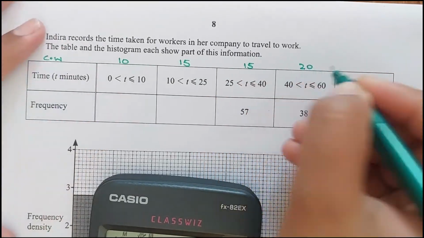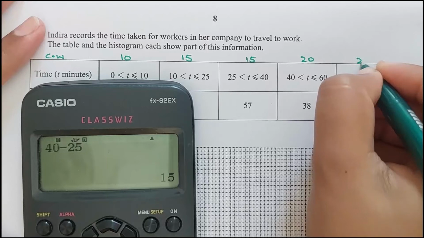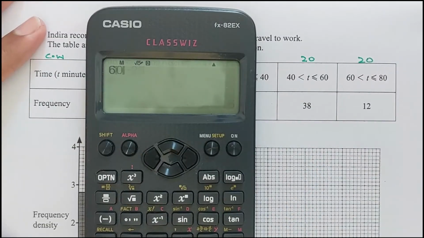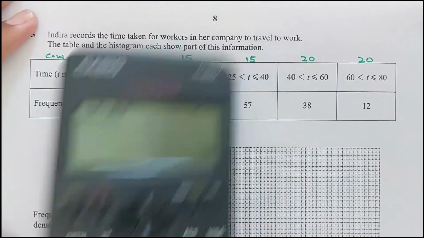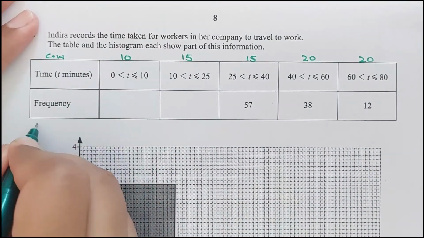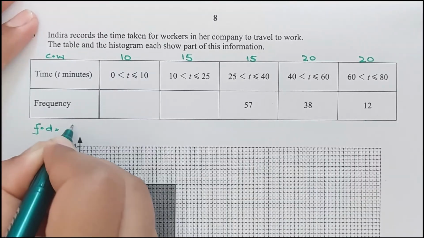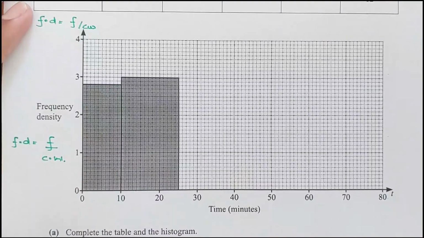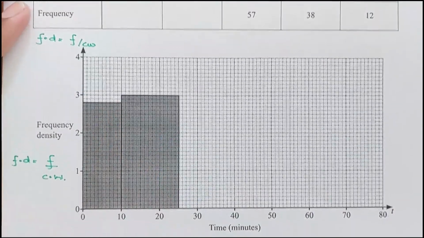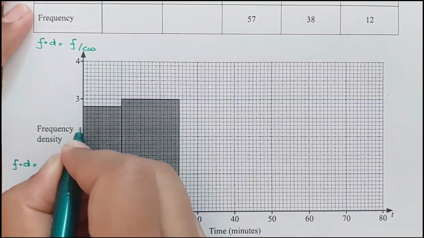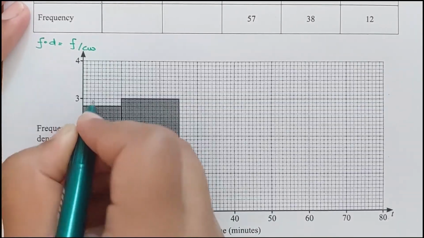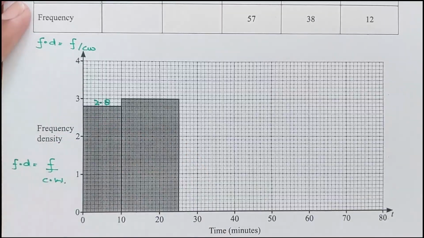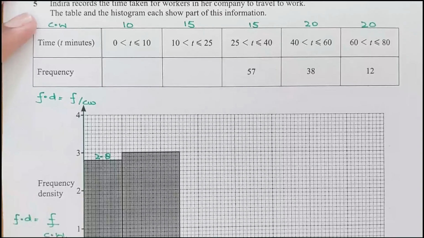This is 20, and the next is also 20. 60 minus 40 is the class width, and 80 minus 60 is the class width, 20. Now frequency density is equal to frequency divided by the class width. From 0 to 10, the frequency density is 2.8. Yes, 2.8 is the frequency density for the interval 0 to 10.